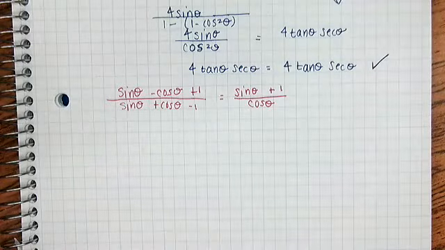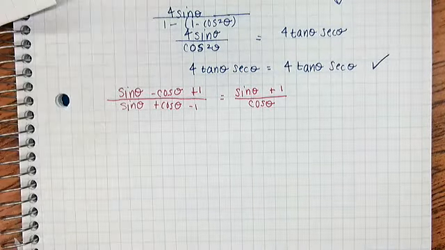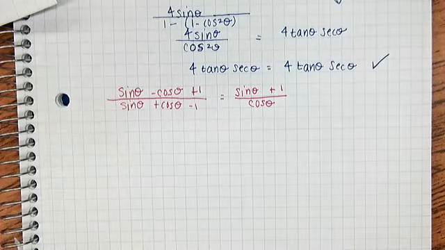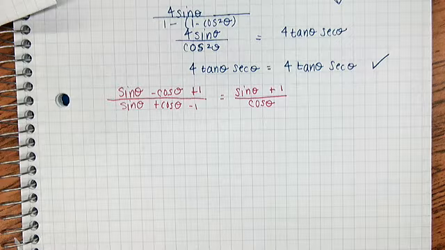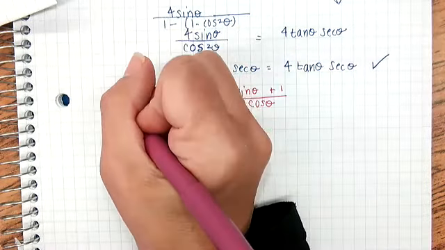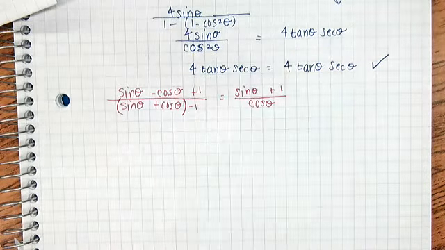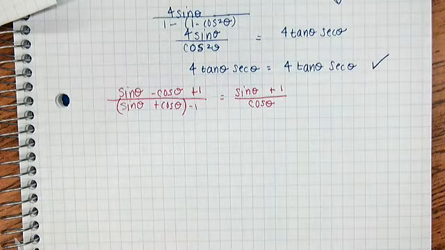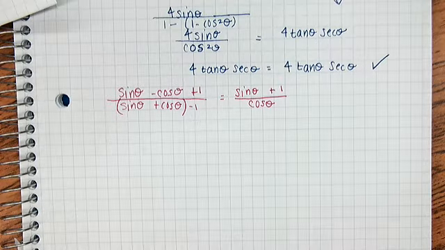I said, okay, well, I'm going to have to try something different. So the question I get is, well, how do you know it works? You don't. You just have to keep playing. So I decided that I was going to group the sine plus cosine minus 1. And I treated this as if it was a difference of two squares. So here's what I mean by that.